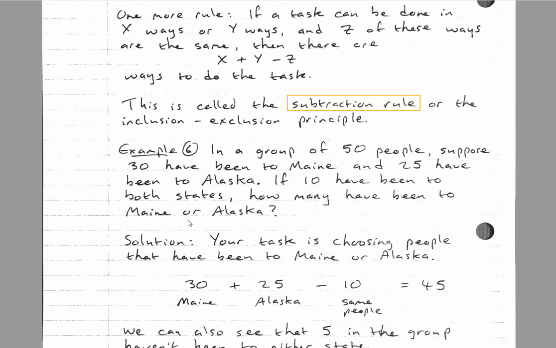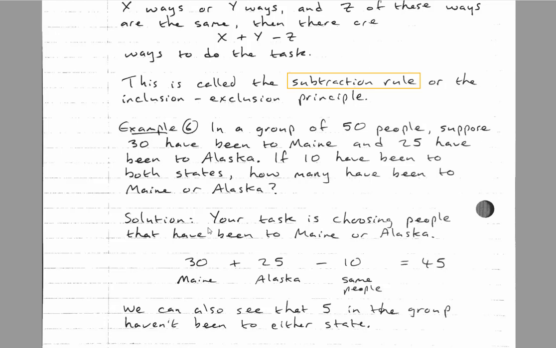Alright, so you're back. Remember our logic, so or is really inclusive. It means Maine or Alaska or both. Alright, so what's the task here? Well, we're trying to choose people who have been to Maine or Alaska or both. Well, we see 30 people have been to Maine, plus 25 people have been to Alaska.